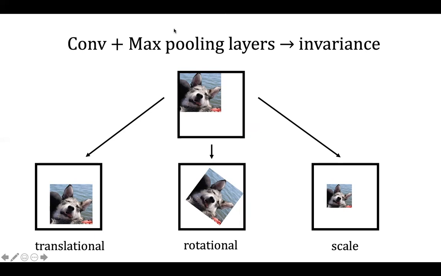So if we take this feature or pattern and we just shift it to the left, to the right, up or down, then the CNN still will recognize and detect this pattern. And this is called translational invariance.